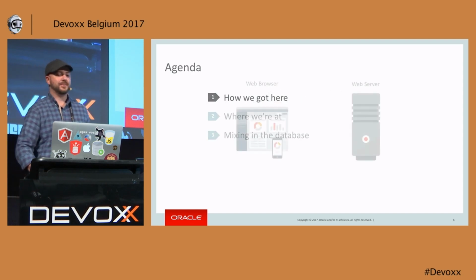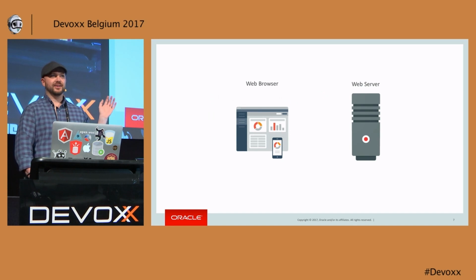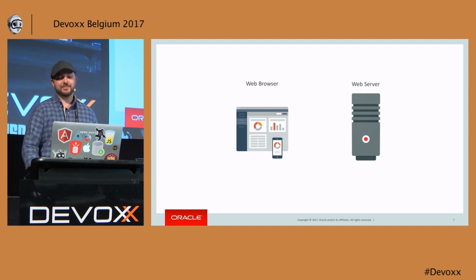All right, so let's talk a little bit about how we got here. It's 2007. It was exactly 20 years ago that we got HTTP. HTTP became a thing. And it was a simple request-response protocol, right?